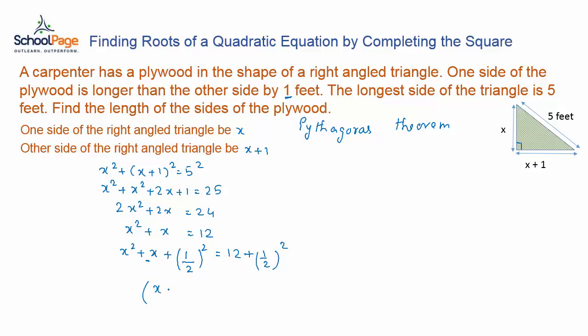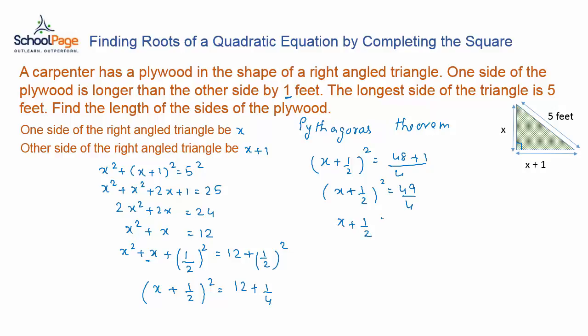Now our left hand side is x plus 1 by 2 the whole square equal to 12 plus 1 by 4. Now taking LCM on the right side of the equation, we get x plus 1 by 2 the whole square equal to 49 by 4. That also means that x plus 1 by 2 is equal to plus or minus 7 by 2, which means x plus half equal to 7 by 2 or x plus half equal to minus 7 by 2, which means x is equal to 6 by 2 and x is equal to minus 8 by 2. So x is equal to 3 or x is equal to minus 4.